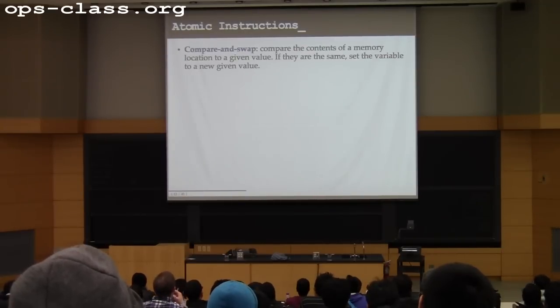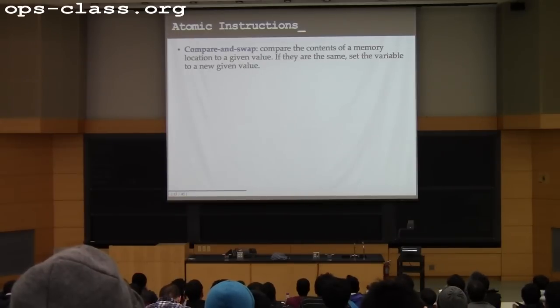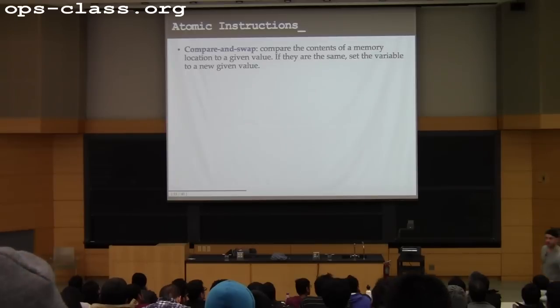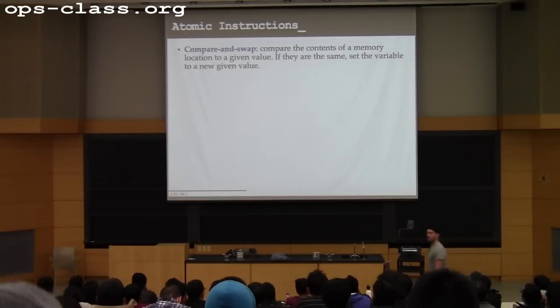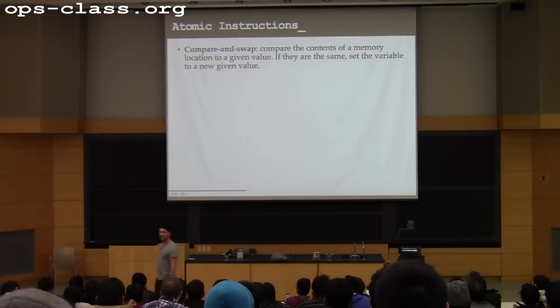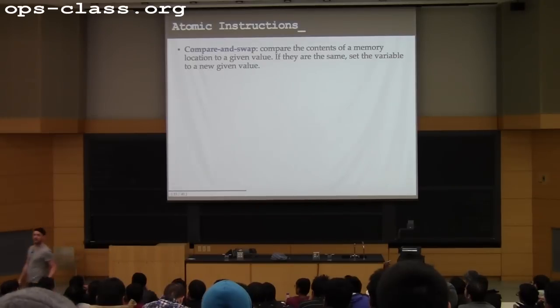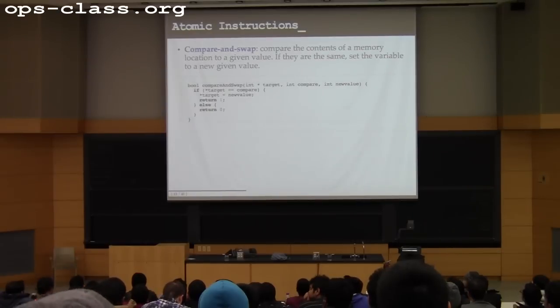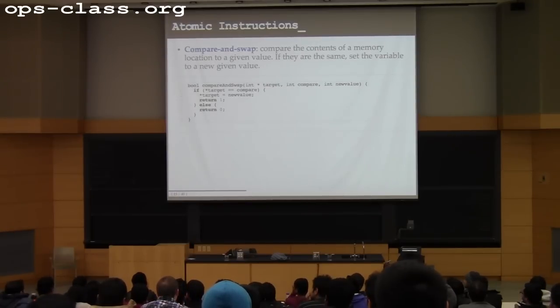There's something else. So this is potentially more useful. Compare and swap. So compare and swap compares the address in memory to a value that's passed in. If they are the same, then it sets a new value. Right? So you can think of it like this. I pass in a target memory address, a compare, and a new value I want to set, and it succeeds only if the value is the same as the one I pass in.